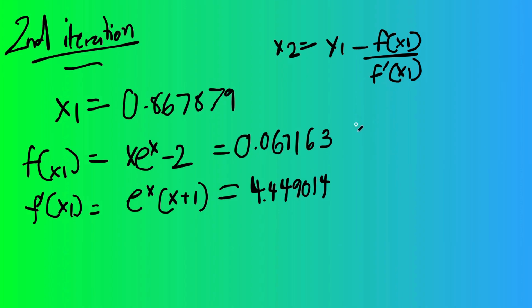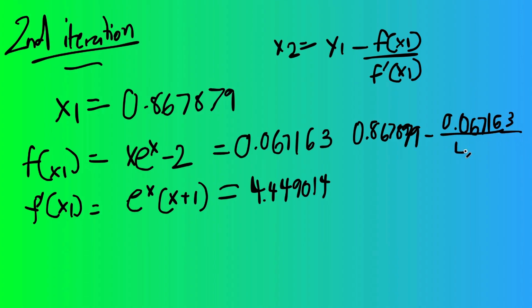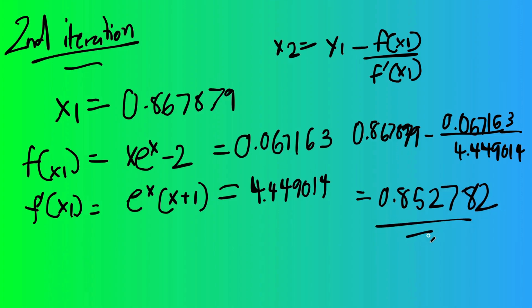That is 0.867879 minus 0.067163 divided by 4.449014. The total is 0.852782. So these are the numbers in the second iteration.